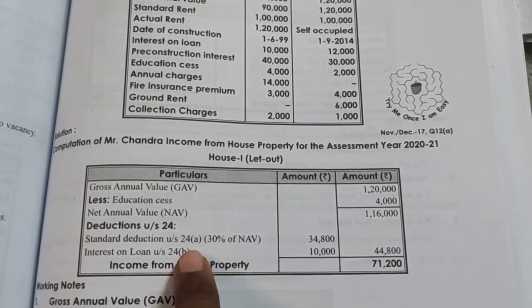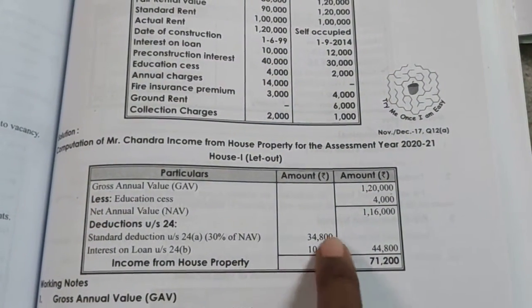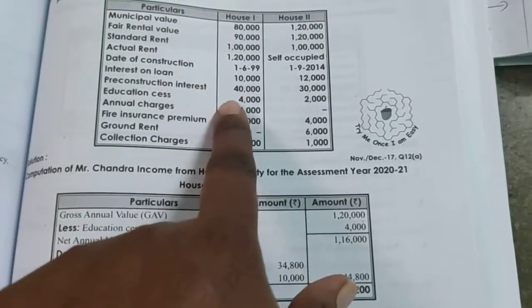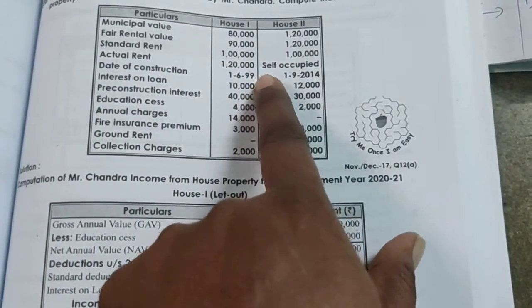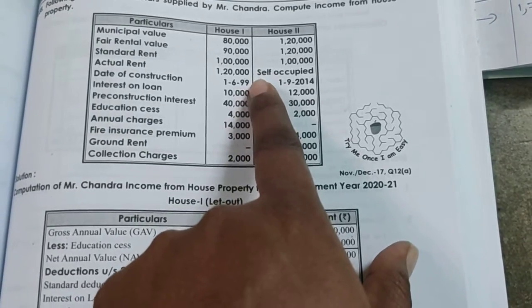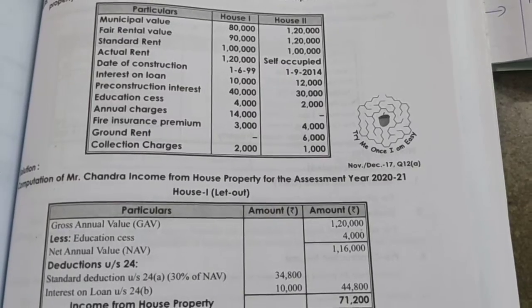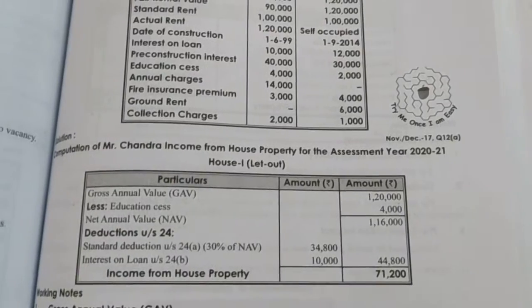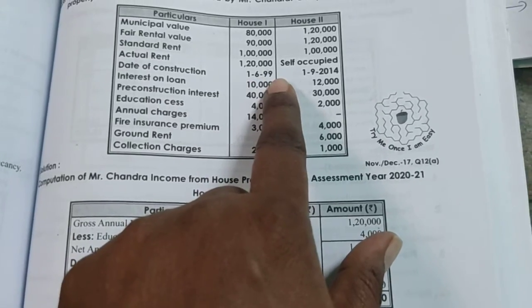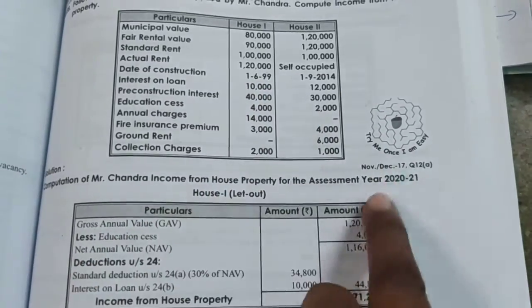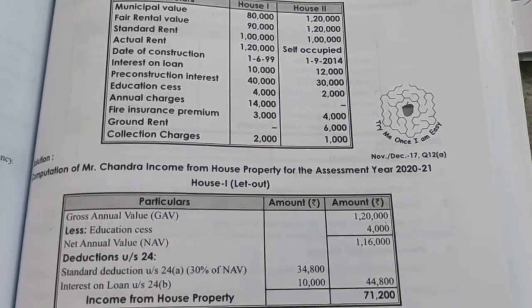Next, interest on loan. Here we have taken only 10,000. Why have we not taken pre-construction interest? Because the date of construction is 1999, so it is more than 5 years. If it is more than 5 years, we should not consider pre-construction interest. Listen carefully: we are calculating for assessment year 2021, so it is more than 5 years. It should be less than 5 years.